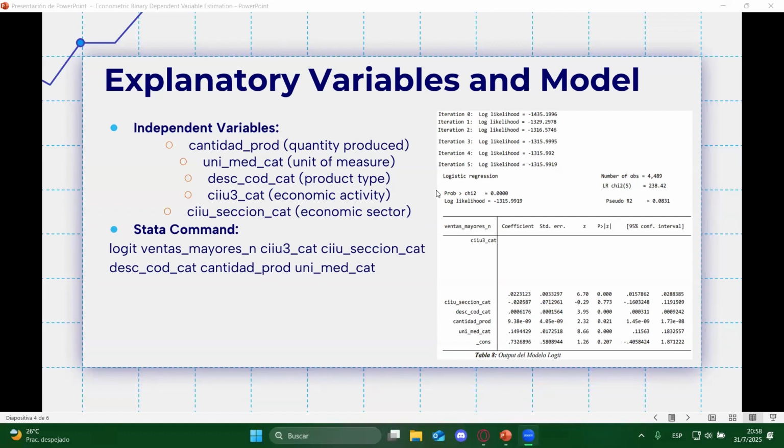Explanatory variables and model. In our study, we use a logit model because the dependent variable is binary. It equals 1 if a company's domestic sales exceed international sales, and zero otherwise. We estimate the model in Stata, including both categorical and continuous variables. Our independent variables are quantity produced, unit of measurement, product category, and economic sector. This helps us understand which characteristics influence a company's orientation toward the domestic market.